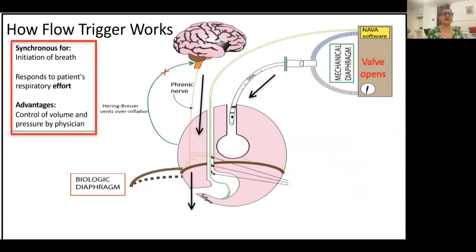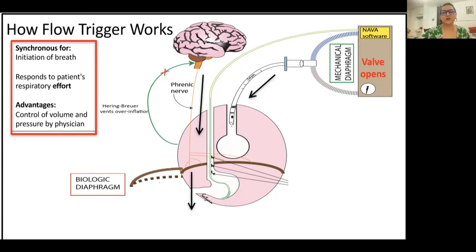Now, if you see how the flow trigger worked, there was a flow sensor, which would sense the change in the flow by knowing the change in the temperature of the gas. And so this will tell it to synchronize for the initiation of the breath. So that can happen, and it responds to the patient's respiratory efforts. So the advantage was the control of volume and pressure by the physician.